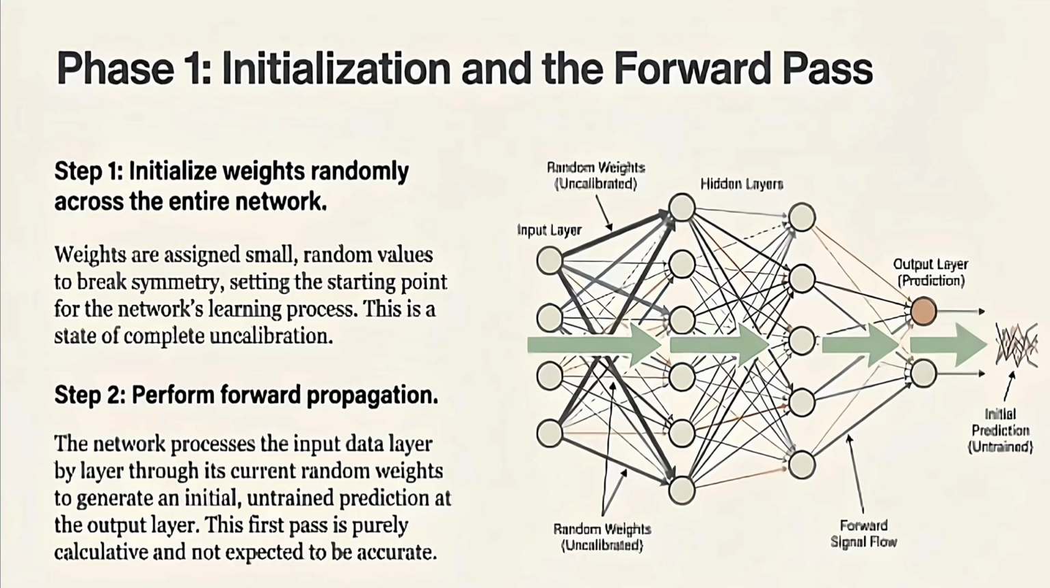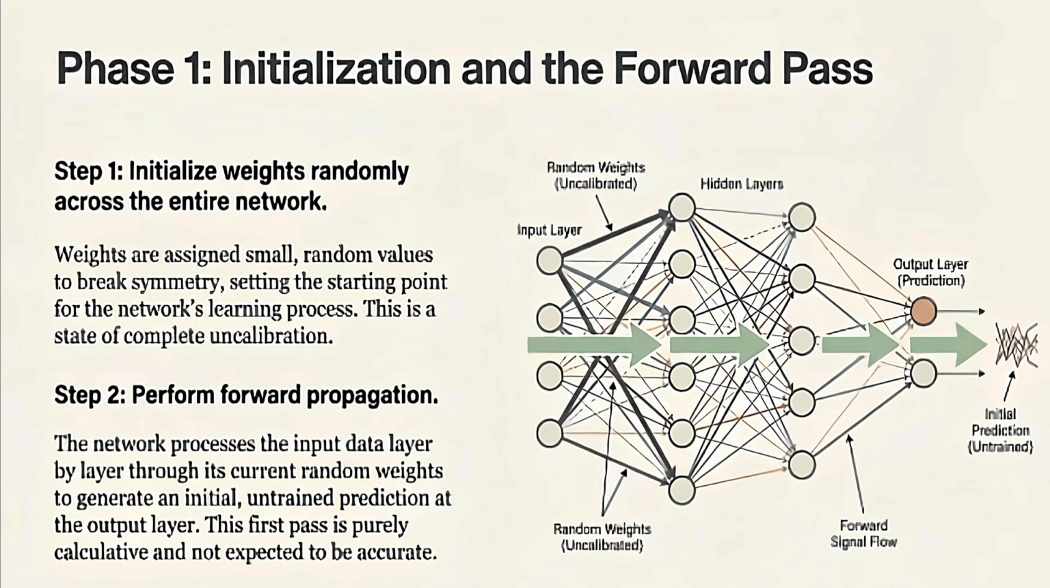There are three phases. Phase 1, initialization and the forward pass. Step 1, initialize weights randomly across the entire network. Weights are assigned small, random values to break symmetry, setting the starting point for the network's learning process. This is a state of complete uncalibration.